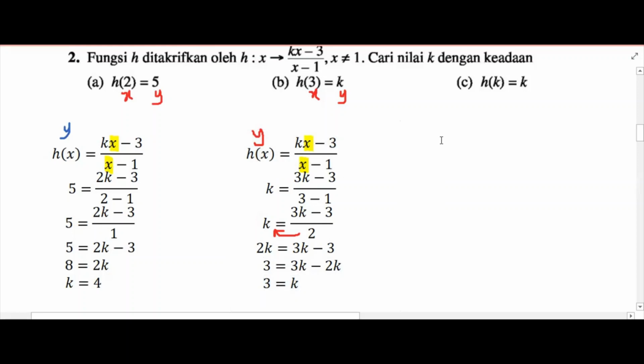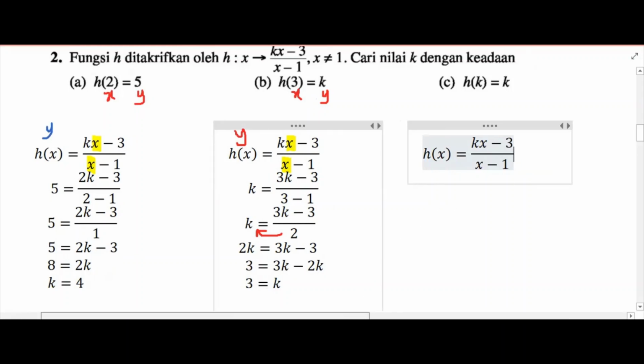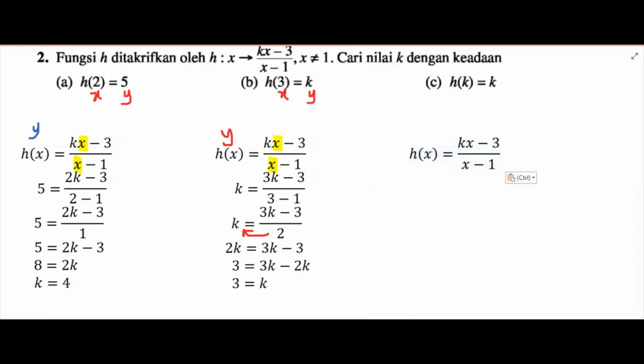So far, faham tak? If you understand, can you write +1? I want to see you understand or not how I'm doing this type of question. Faham tak? Kalau faham, tulis senang. Okay, faham, eh? Okay, so let's see the last one. Okay, last one. K is X. This is Y. Okay, this time X and Y both is K.